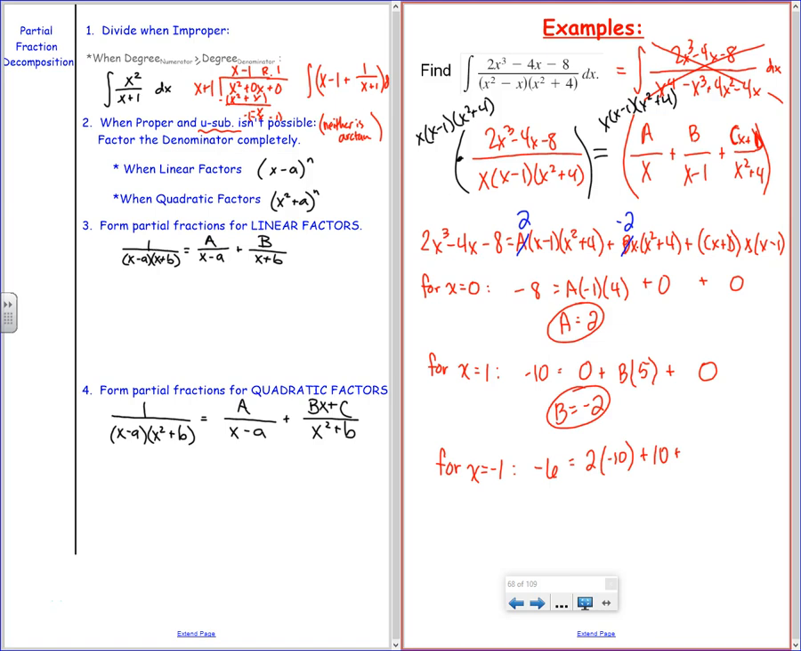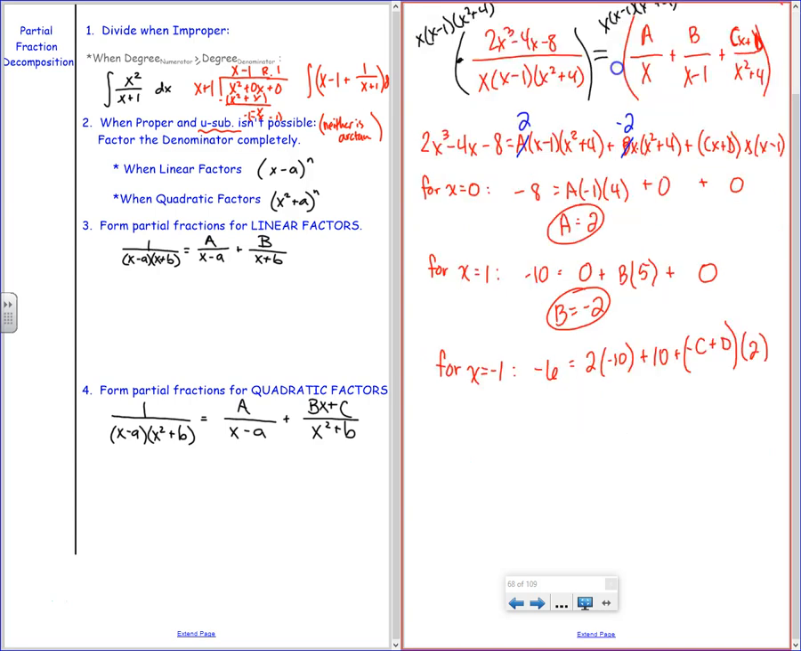Negative 1 times c will be negative c plus d. Times negative 1 times negative 2 will be 2, I believe, right? Wait, Miss B, the second one, that's not a 10, that's a 20. Negative 2 times 2 times 5. Oh, no, negative 2 times negative 1, so that's 2, and 2 times 5 is 10. So then negative 20 plus 10 would be negative 10.